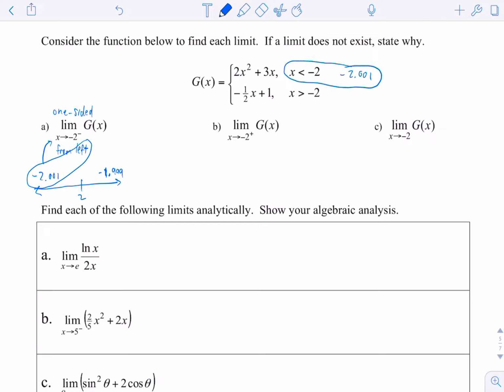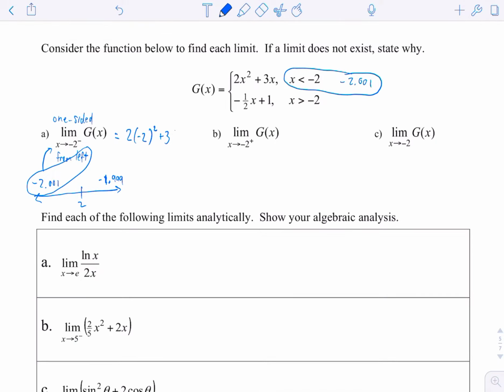So what I'm going to do is plug in my value of -2 and direct substitute it right into this part of the piecewise function. So I'm going to plug this into 2x squared plus 3, but I'm going to replace x with -2. And what I'll end up getting is 2 times 4 minus 6, and that ends up being 8 minus 6, which equals 2. So there we go.